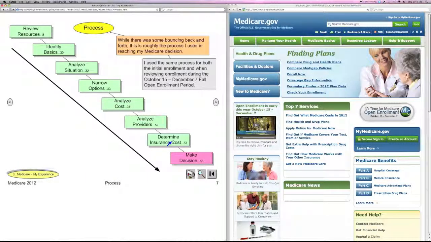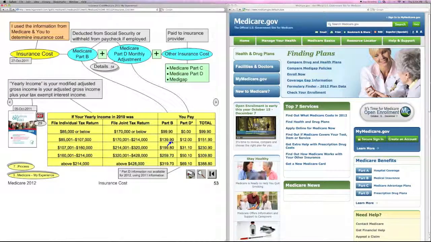I then determined the cost of Medicare, and this includes a Medicare Part B, which you have to pay, and then a Medicare Part D. There's an adjustment there in some cases, and then other insurance costs. This is particularly Medicare Part C. That was what I was looking at.